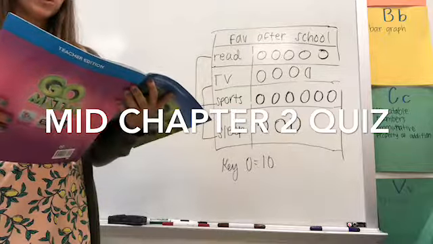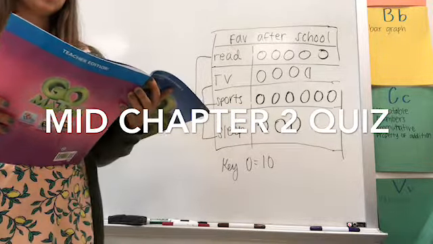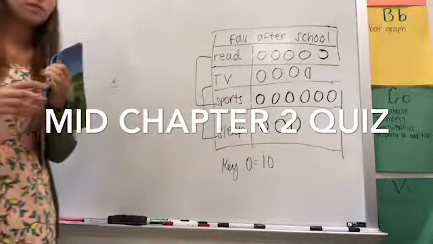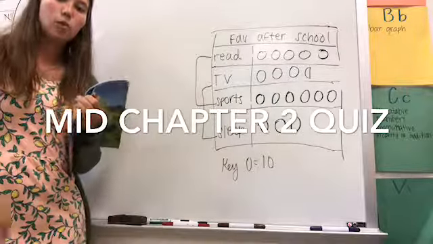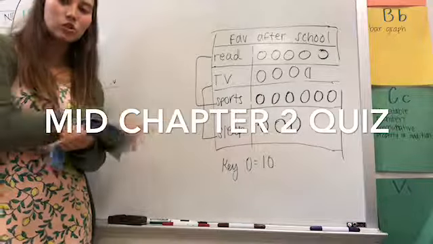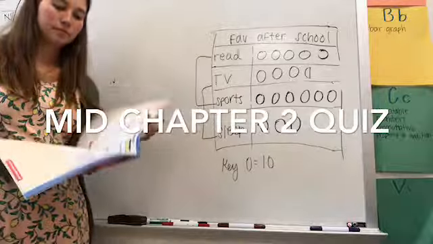The next one: which activity did 15 fewer students choose than reading? So I'm going to count up my number for reading, and I'm going to subtract 15. Once I have my sum, I need to figure out which other after-school activity has the same sum.